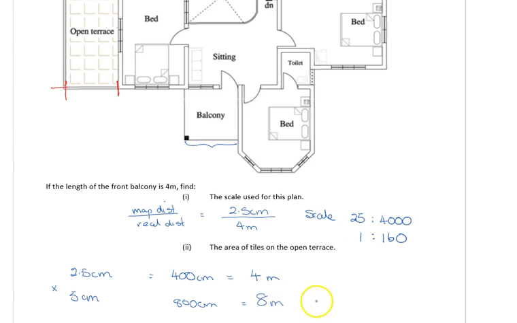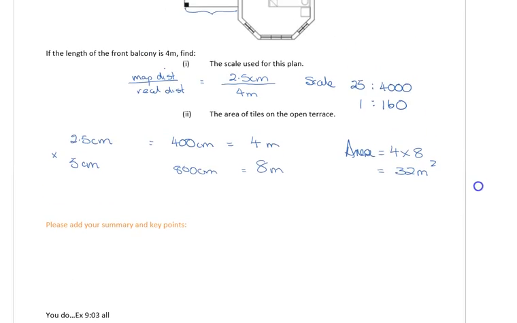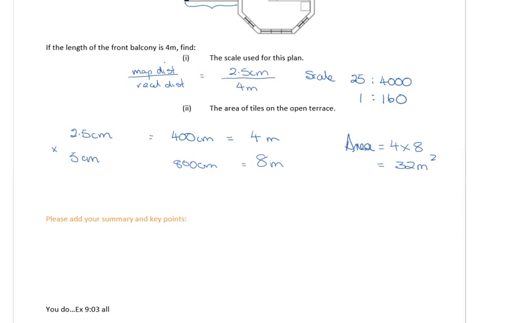So now we've got a rectangle that is 4 metres by 8 metres, so the area that needs to be tiled would be our length times our breadth, which is 32 metres squared. You could write up your key points in summary and get started on 903.